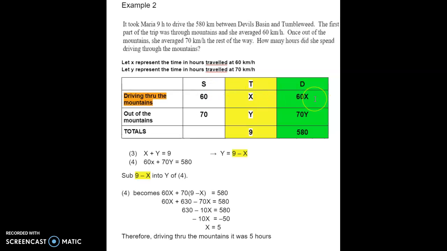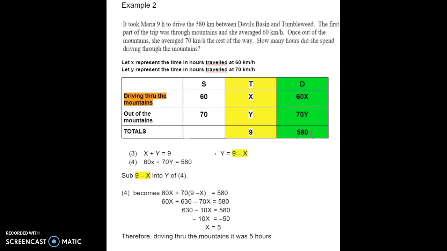the distance therefore is 60 times x. Going out of the mountains, you're driving at 70 kilometers an hour. You drive for y hours, therefore the distance is 70y. Note that the time equation is x plus y equals 9. The amount of hours you drive through the mountains plus the amount of hours you drive going out of the mountains is 9 in total. The distance is 60x, the distance driven through the mountains, plus 70y, the distance driven out of the mountains, and when you add these two, it equals 580.